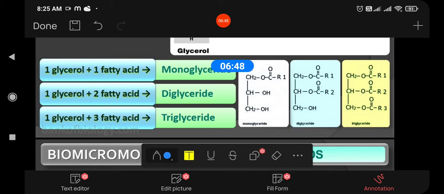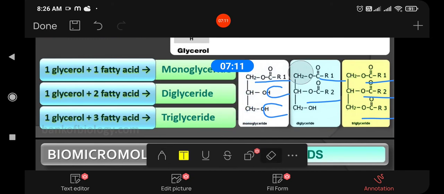You can see here glycerol plus 1, glycerol plus 2, means in place of OH, here it was glycerol and OH. Now here H will be removed, here H will be removed, and in place of H, one fatty acid, a second fatty acid, a third fatty acid. So it is forming monoglyceride, diglyceride and triglyceride. So these are the examples of how the lipids are formed.